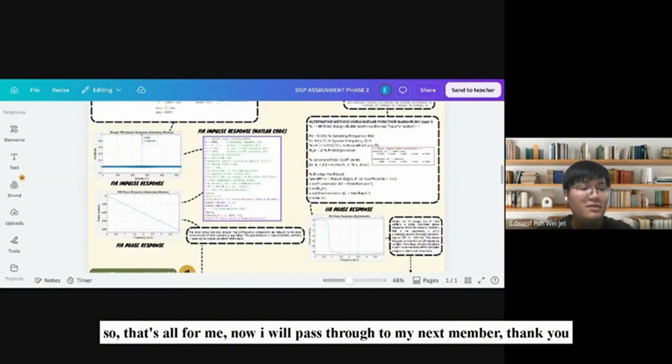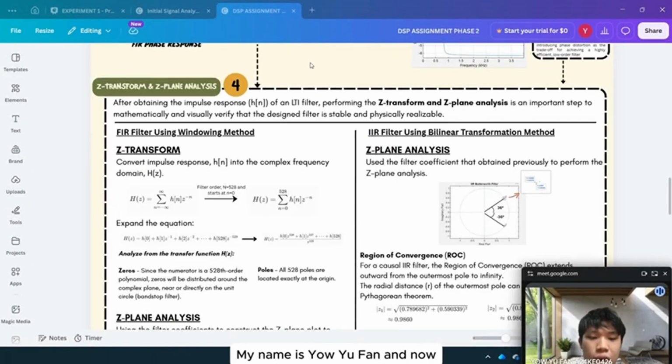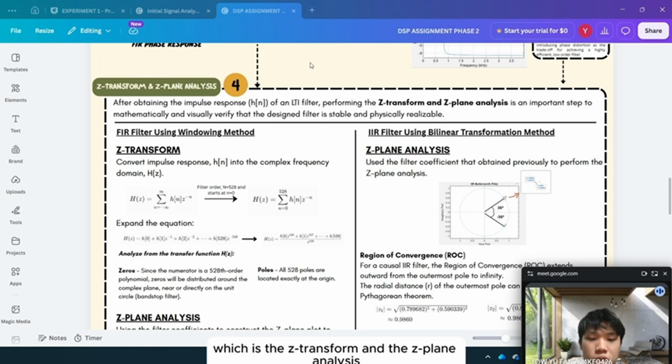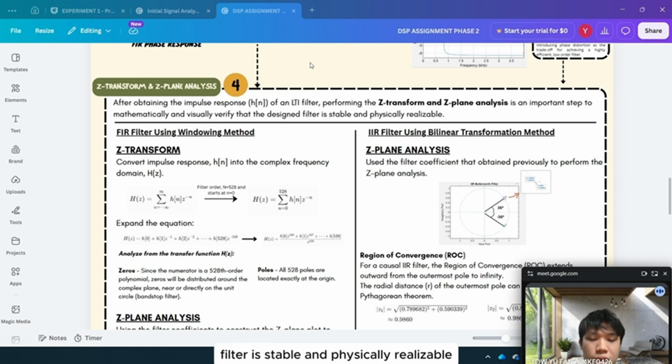Thank you. My name is Yufan, and now I will continue to present the next important part, which is the Z-transform and the Z-plane analysis. This step is important in the filter design process to verify and ensure the designed filter is stable and physically realizable.